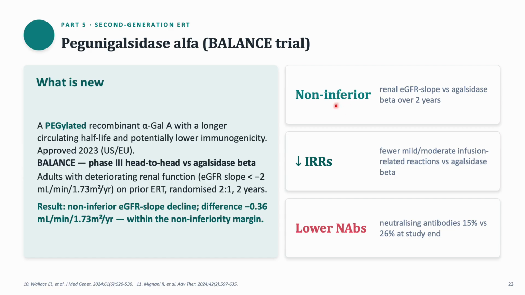The result is that pegunigalsidase alfa was non-inferior to agalsidase beta for the rate of eGFR decline. Also, the pegylated form had fewer mild to moderate infusion-related reactions and lower neutralizing antibodies than agalsidase beta.